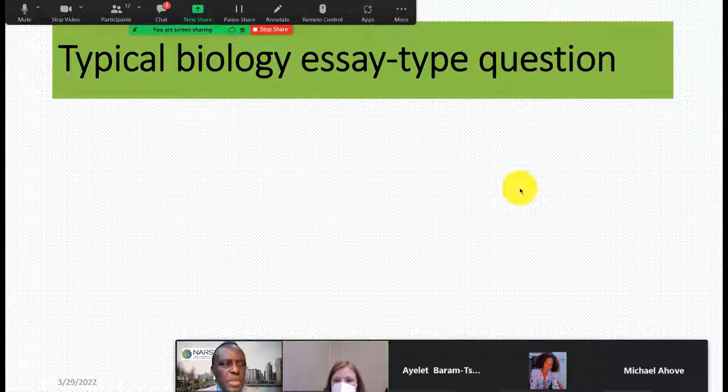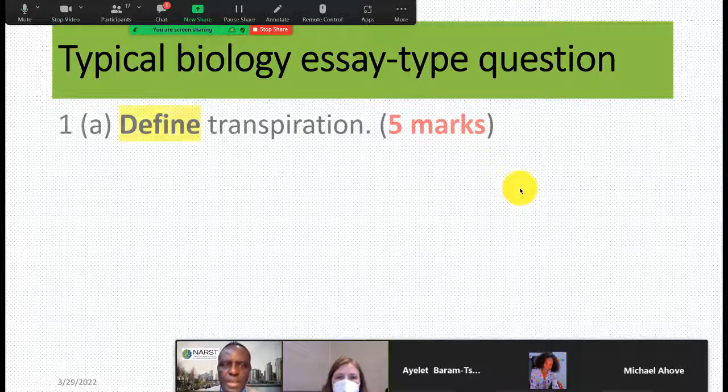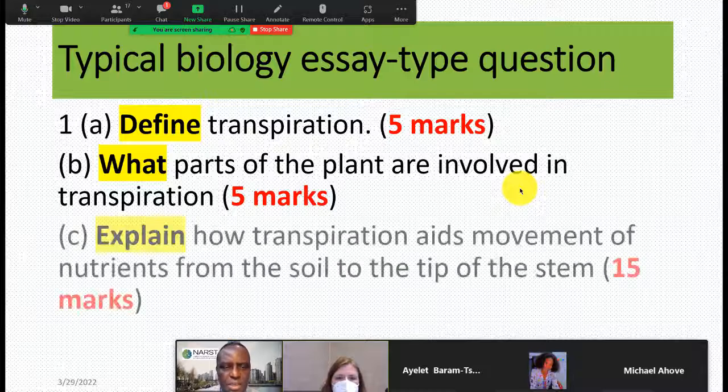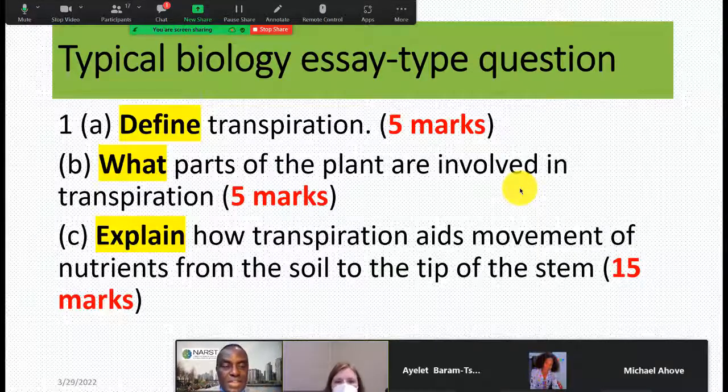In school exams, in public exams, in biology. It starts with question number 1. It has 3 parts. Define transpiration, that'll be 5 marks. What parts of the plant are involved in transpiration, 5 marks. And then the one that is loaded with marks is explain. Explain how transpiration aids movement of nutrients from the soil to the tip of the stem, 50 marks.